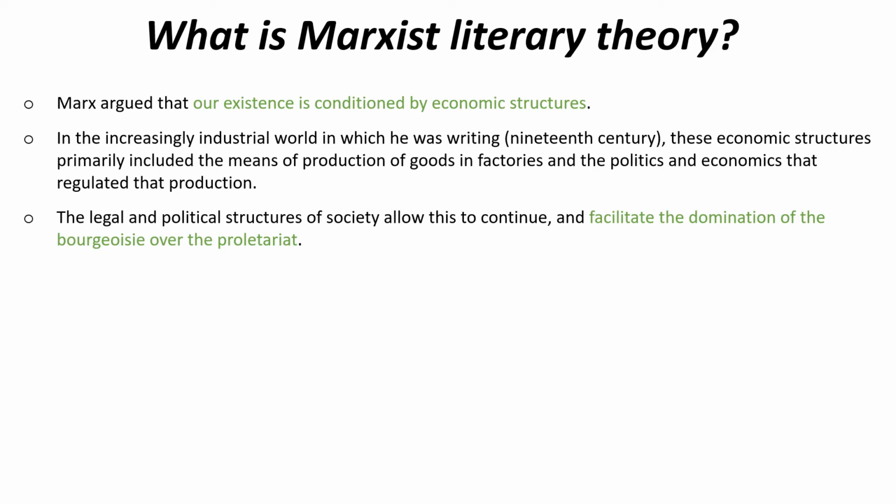And the legal and political structures of society allow this to continue, and they facilitate the domination of what we call the bourgeoisie over the proletariat. So the bourgeoisie, we'll look at definitions on the next slide, but being the people in power, and the proletariat being the working classes, the people who actually work in the factories.